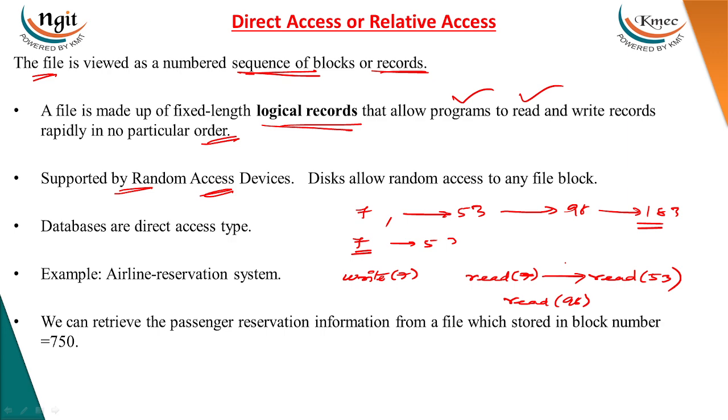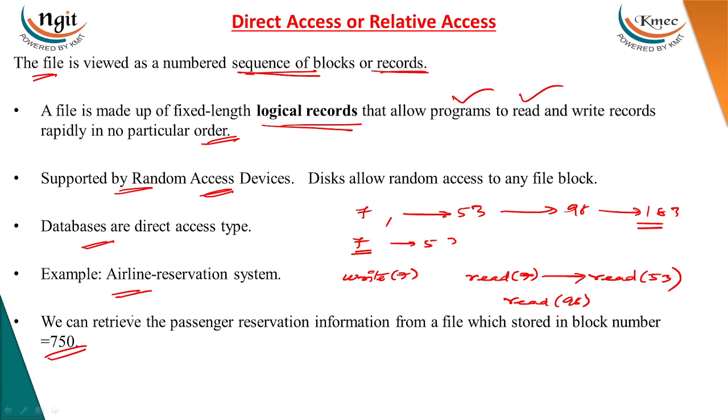Databases use direct access, and we can take the airline reservation system as an example. Suppose we need information regarding flight number 750 or flight number 1000.